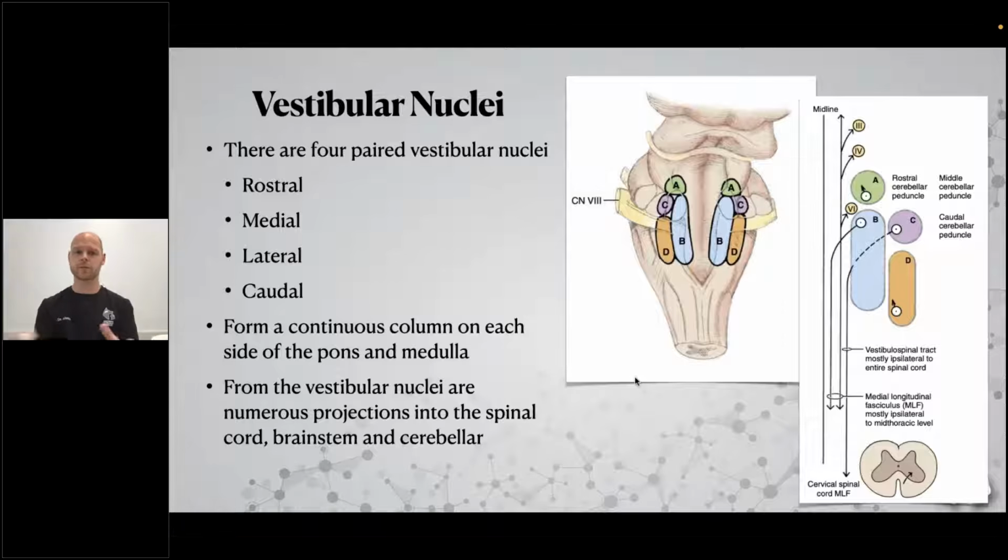Now we're shifting into the central portion of your vestibular system. From the vestibular nuclei, there are numerous projections into the spinal cord, the brainstem, and the cerebellum. This is how your brain controls the movements of your eyes, your neck, and your trunk within the vestibular system. It's a very involved system, and the brain is receiving constant input from your balance system. When we don't receive that, that's when we get dysfunction.